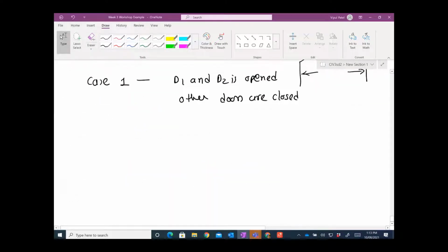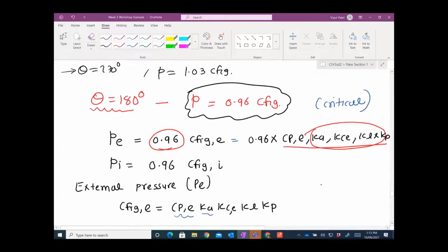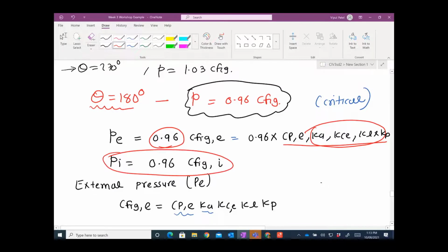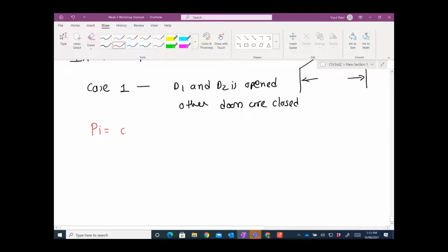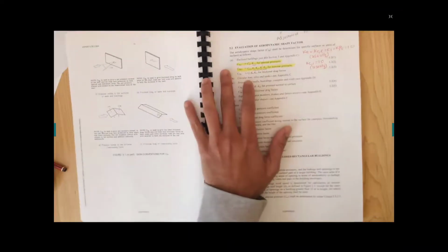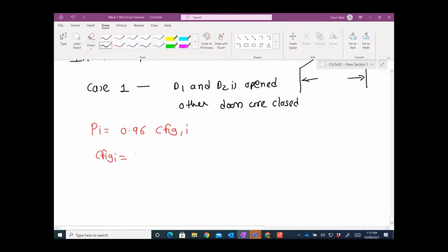So there is a CPI, because when you calculate the internal pressures, the same equations that you can use for calculating the internal pressures. This one: 0.96 C fig i. So internal pressure is equal to 0.96 C fig i, and then C fig i equal to, there is the equation for that. There you go. C fig i is CPI KCI. So that's simple. CPI KCI.